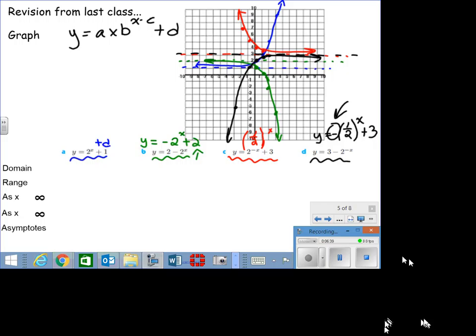All right? So my second challenge to you is push pause and see if you can actually figure out what the domain and the range would be. So first, just start with domain and range. And then go ahead and push play and see if you agree with me.